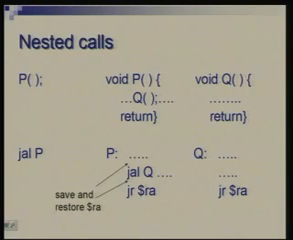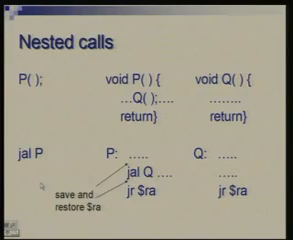Now let's move to the case of nested calls. That means a function can call another function. I am showing here an example where this is the main. At some point you are calling function p. This is p, and there is some computation here, somewhere you are calling q, and this is q. This is the return point of q, this is the return point of p.